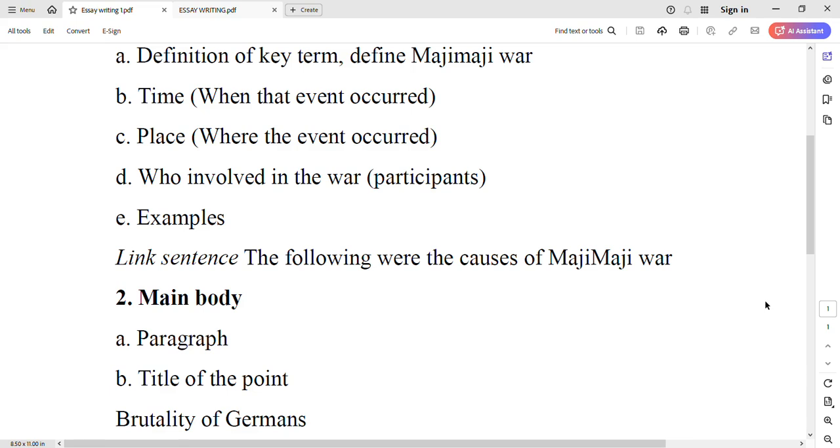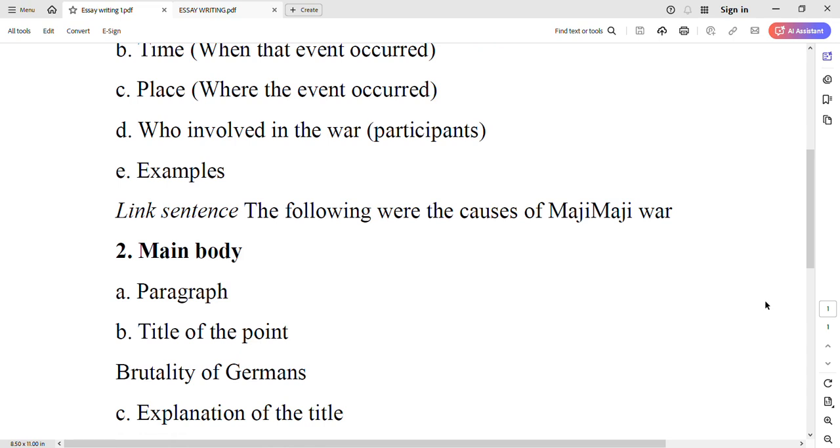After the title of the point, that is where we go to the main part. After the title of the point comes the explanation of that title. Tell us how you know. Tell us the connection between the brutality of the Germans and the causes of the Majimaji War. How is that the cause? That is where you are applying your skills. So if you were not listening to the teacher, here you will start beating around the bush. What do I mean here?